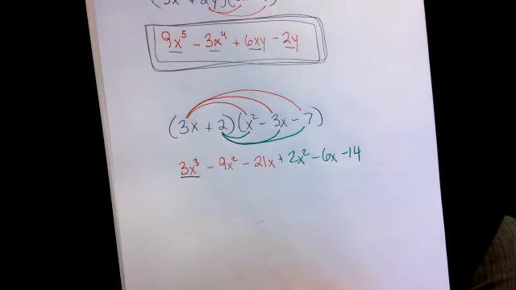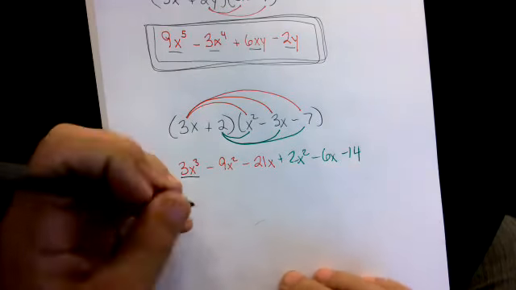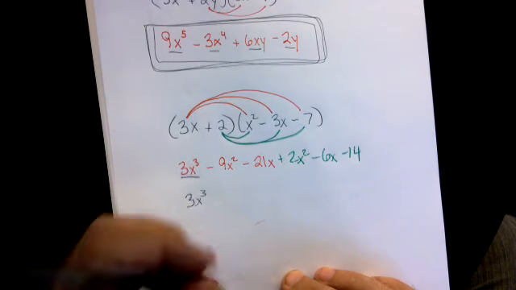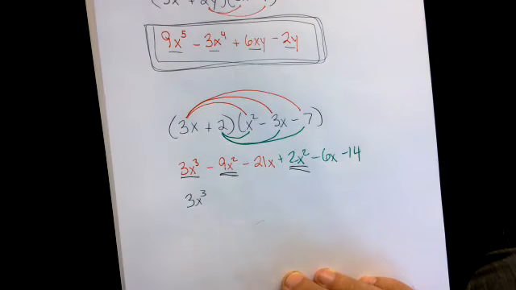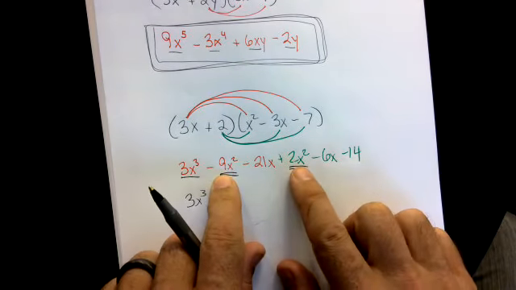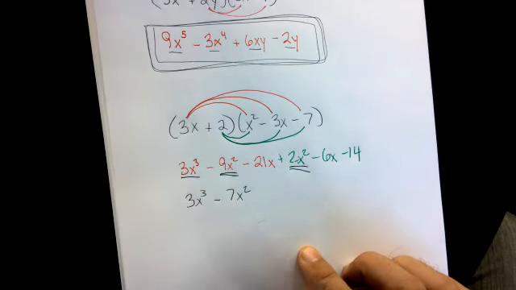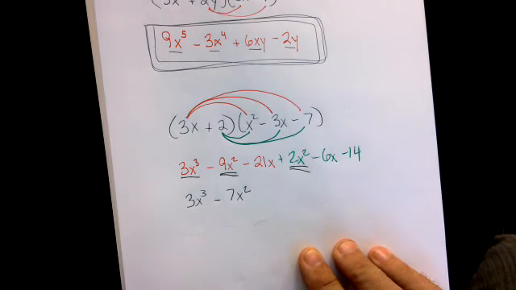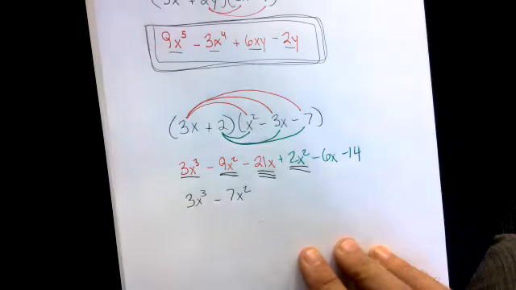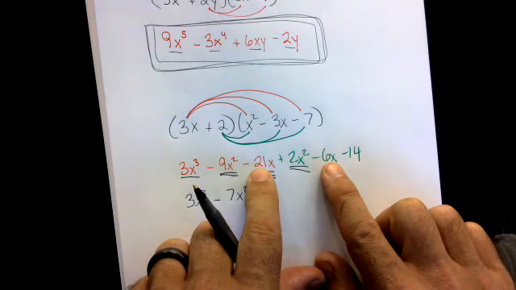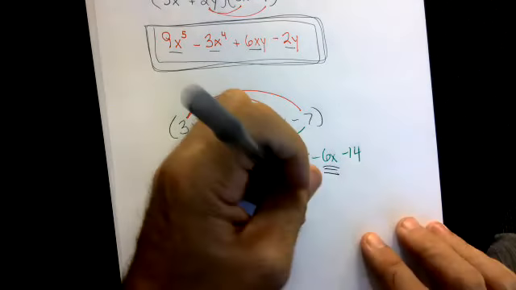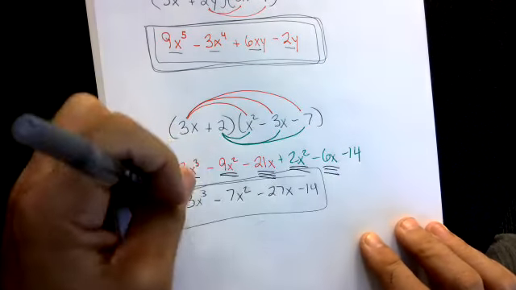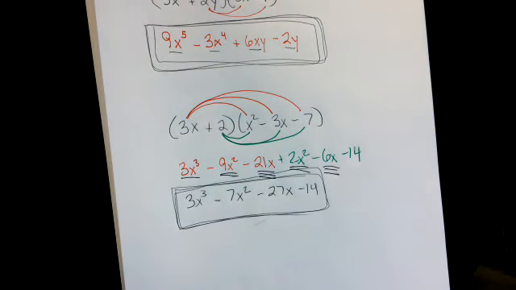Then look to see if there's anything we can put together. For example, okay, we've got a 3x cubed. None of the rest of these have an x to the 3rd power. So he doesn't combine with anybody. But my negative 9x to the second and my positive 2x to the second, we can add these two guys together. So negative 9 plus 2 ends up being a negative 7x to the second. This negative 21x and this negative 6x, we can combine those two guys. So negative 21x plus negative 6x is a negative 27x. And then we obviously don't have anything left to combine with our minus 14, so he just gets to hang out. And then this is the final simplified version of that.